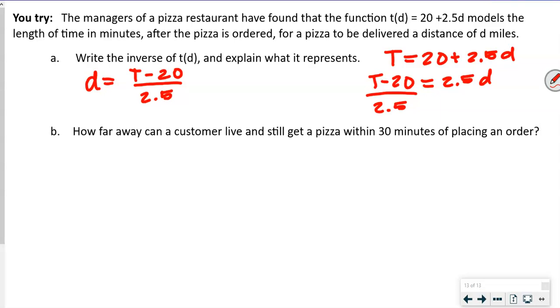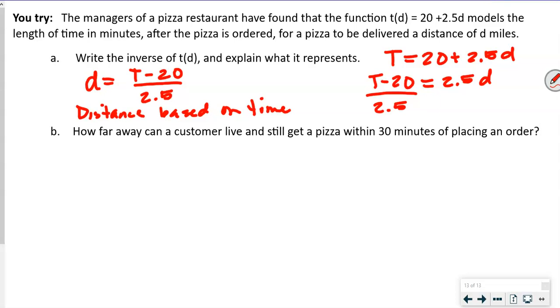Okay, so the original one was our time based on distance, and so this is now distance, right? Aren't we solving for distance, y'all? So what are we going to write here? We're going to say the explanation is this is distance based on the time.